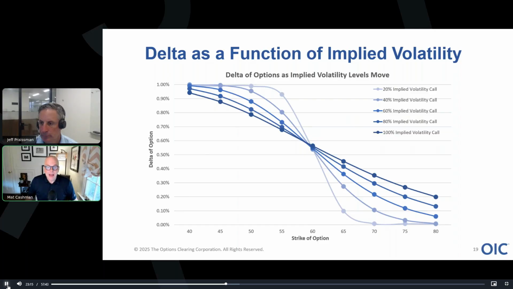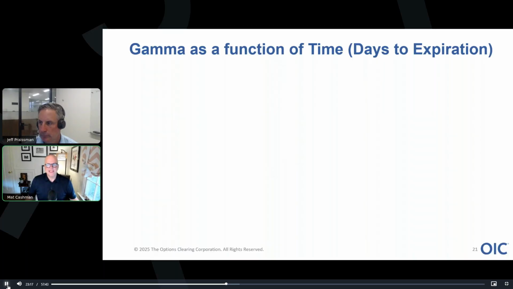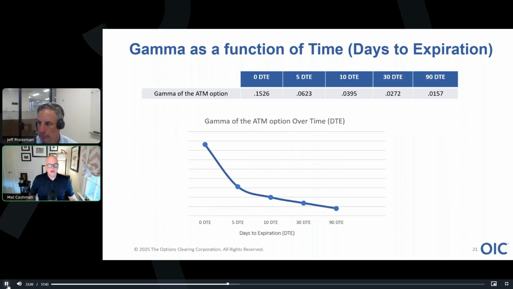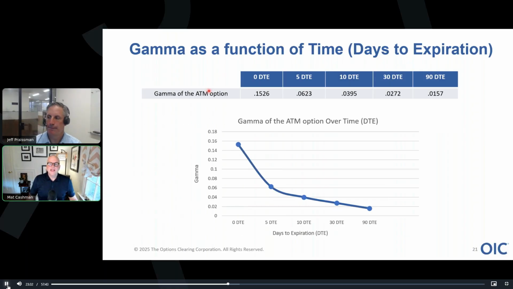Let's talk about it in terms of gamma. Gamma is the exact same thing, except I want you to focus on gamma in 2 different ways. The first way is gamma relative to duration. Gamma relative to duration, I talk about this all the time. This is gamma of the at the money option with 0 days, right about to expire, 5 days, 10 days, 30 days, and 90 days.